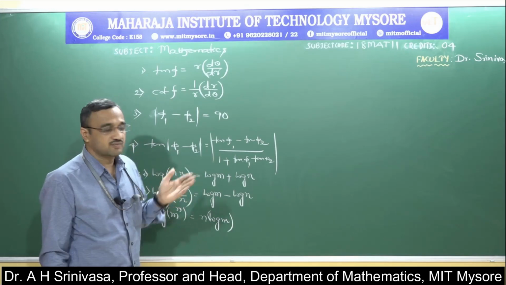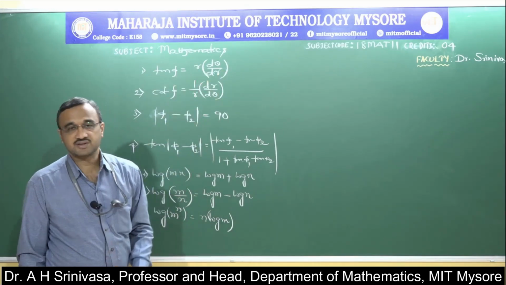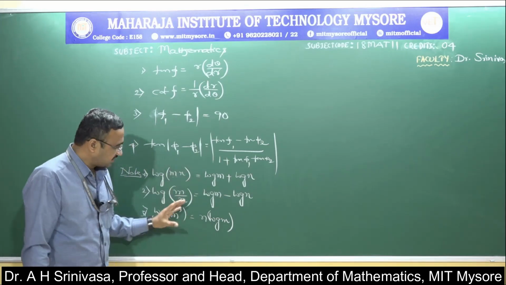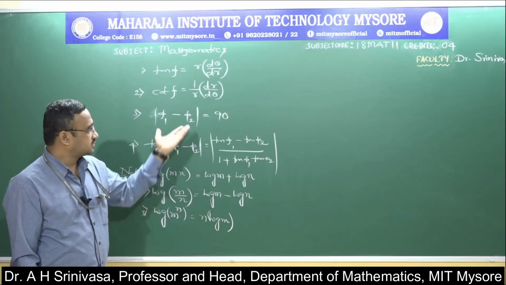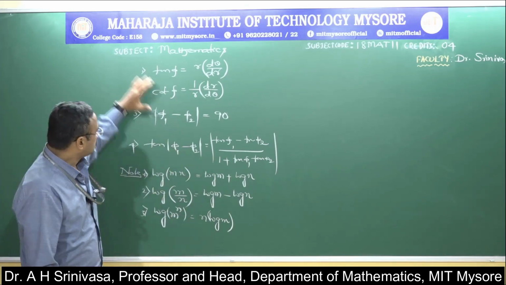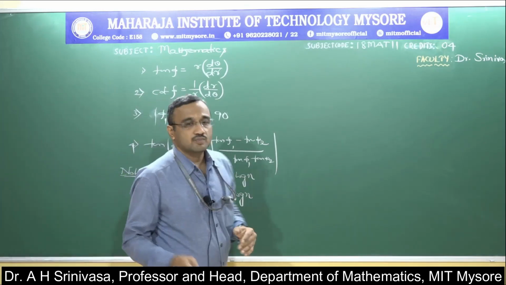So I am going to solve some problems by using the concept of the angle between the radius vector and the tangent. These are the three major formulas we use to solve the problems with this concept. Okay, and also remember all these things. After that, we are going to some problems.